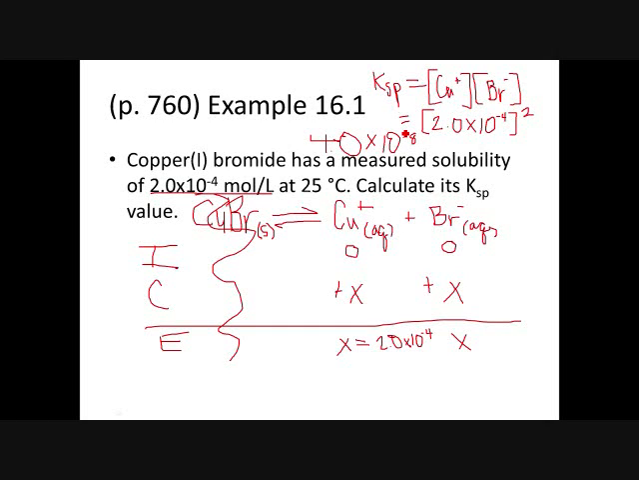Now, units on Ksp values are usually omitted. You don't have to worry about that, so that would just be the answer. So that's just plain old solving for Ksp, plugging in some numbers, no big deal.